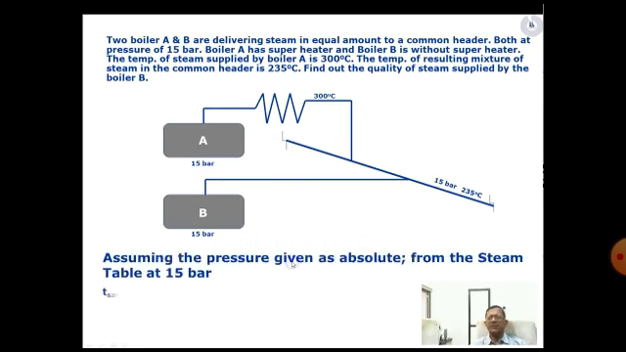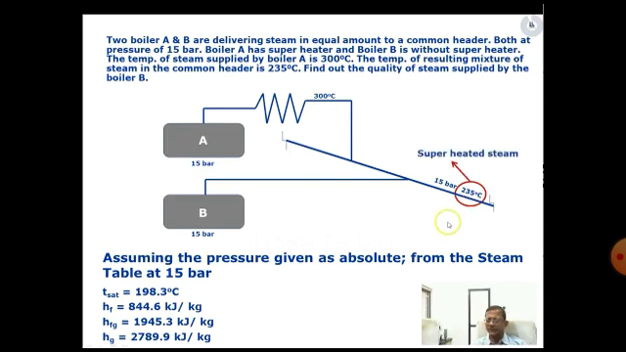So assuming the pressure is given as absolute, we refer to the steam table and note down the details of this particular steam. Do not forget to take down the saturation temperature, because we are dealing with superheated steam here. The saturation temperature is 198.3, and then we note down the further hf, hfg and hg. Once we know the saturation temperature is 198.3 for 15 bar, we immediately understand that the common header steam, which is at 235 degrees centigrade, is again superheated steam.